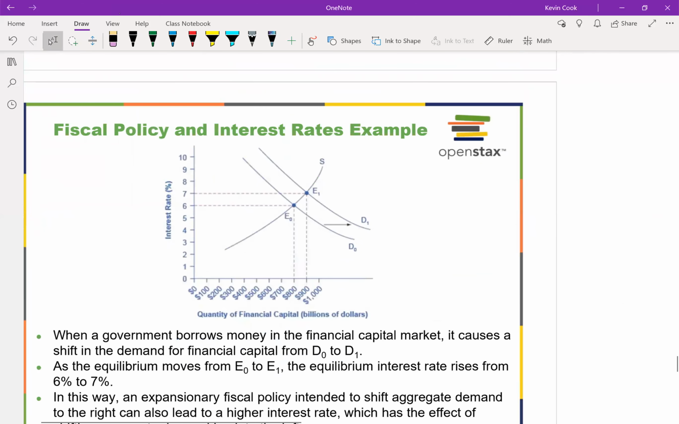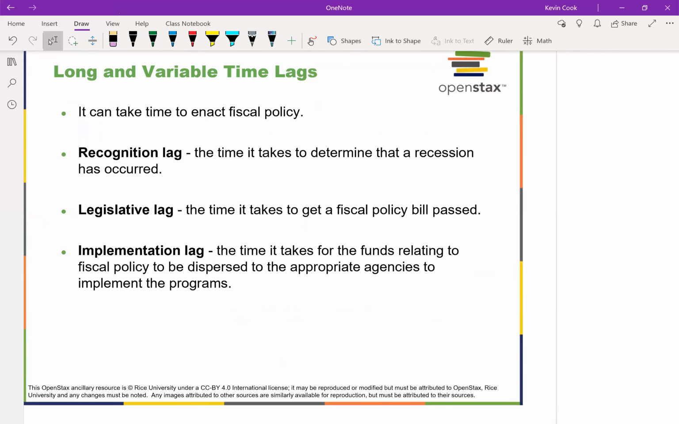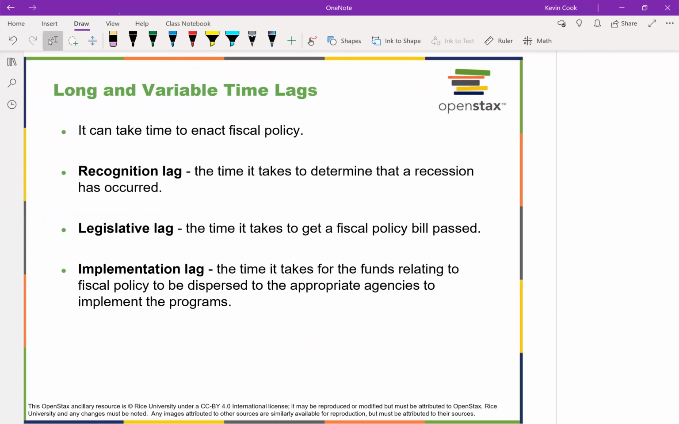The other side that we may see is that there are time lags. So when we think about our policies, it takes time for fiscal policy to go into place. One of the things that we said was, with what's going on right now, and right now is a really nice example for this.